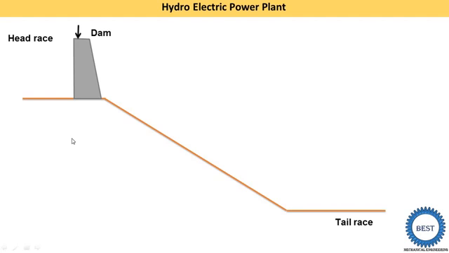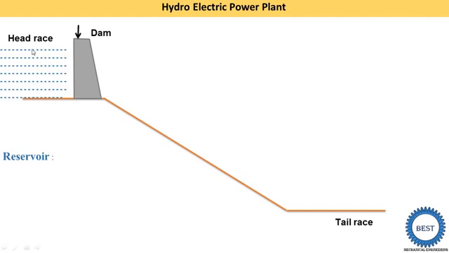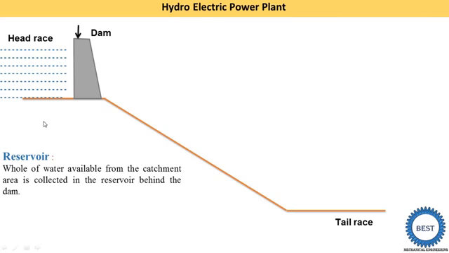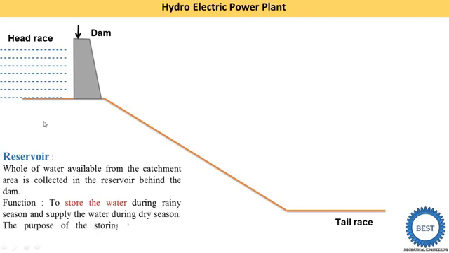Now water coming out from this catchment area is supplied to the dam, and this water is stored in a particular area. This area is known as the reservoir. In this reservoir, the water level is increased during the rainy seasons because the water is coming from the catchment area. So the whole area available from the catchment area is collected into the reservoir behind the dam. The function is to store the water during the rainy seasons and supply the water during the dry seasons. The purpose of storing water in the reservoir is to get uniform power output throughout the year.